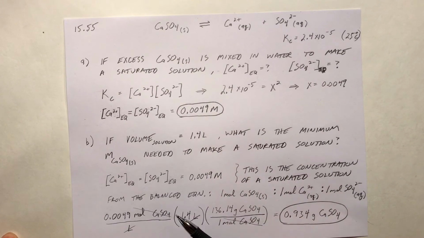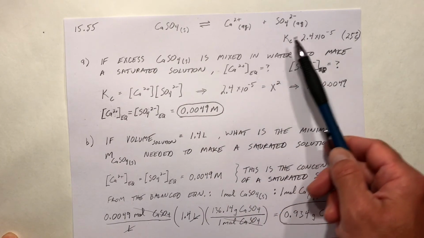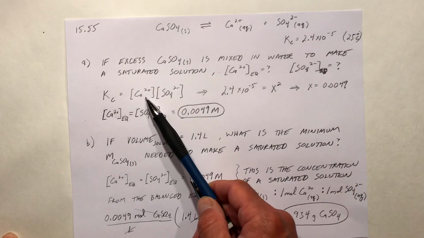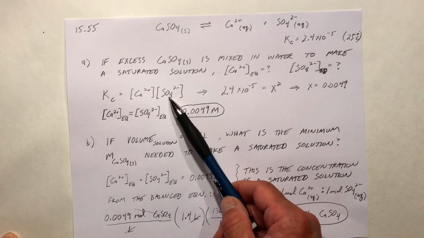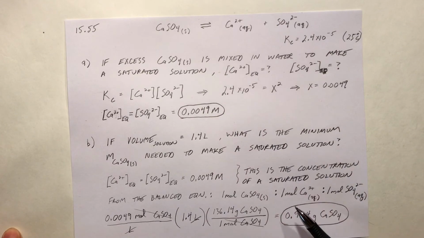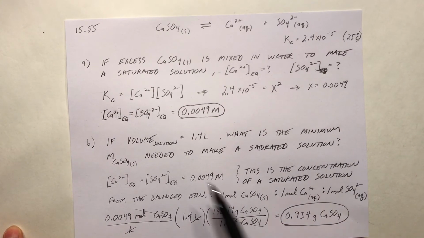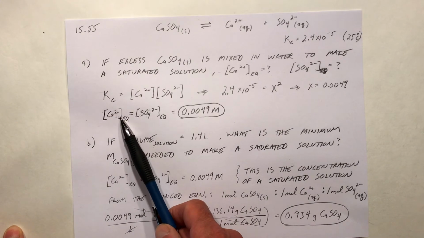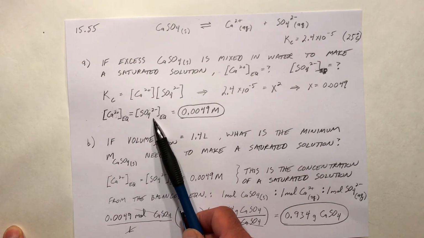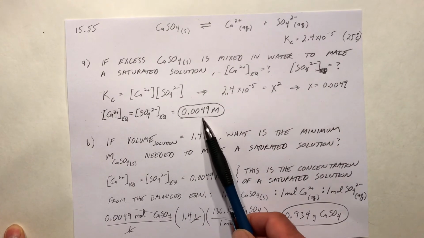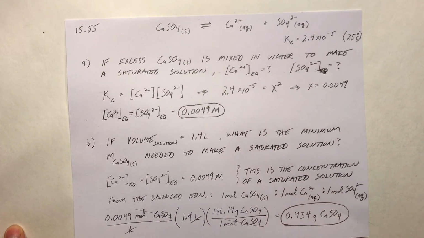So let's just call them x. So we can say that the equilibrium constant, Kc, is equal to x squared. It's equal to this if we call it x times this if we call it x, or x squared. So we solve for x and we get 0.0049. So we can say that the concentration of the calcium ions at equilibrium as well as the sulfate ions at equilibrium, because they are in a 1-to-1 ratio, is 0.0049 molarity, or molar concentration.